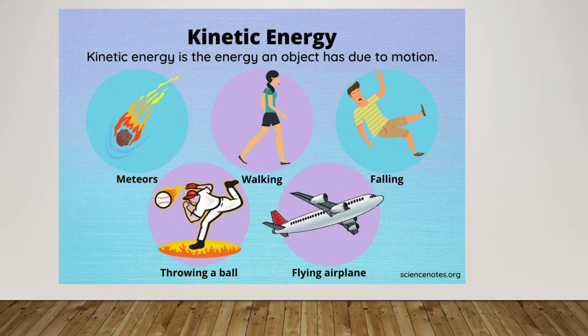So these are the examples of kinetic energy. You can see meteors, walking, falling, throwing a ball, and flying an aeroplane. All of these produce kinetic energy. These are the typical examples of kinetic energy.